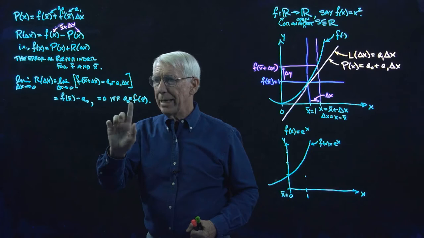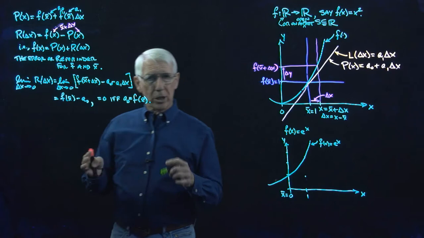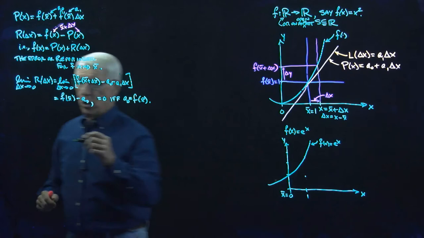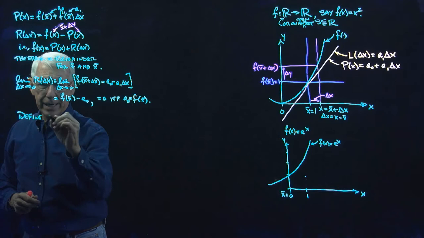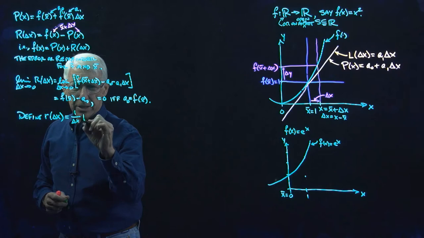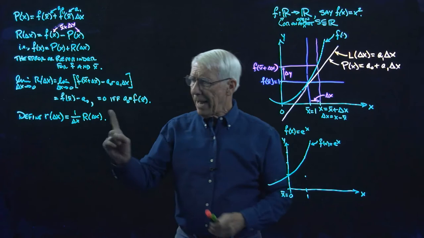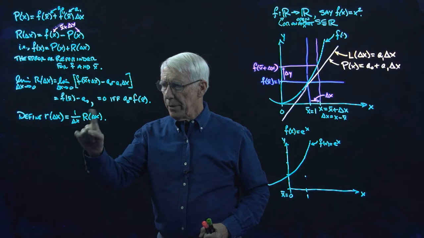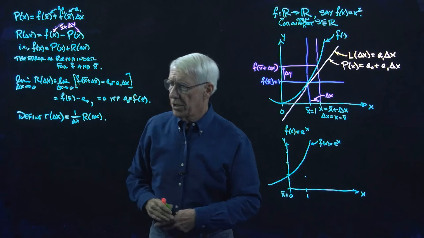So that isn't really a very good criterion for whether this is a good approximating function here. So let's define the relative error at delta x. I'm going to define that as 1 over delta x times r of delta x. Let's see what happens to that as delta x goes to 0. And I would like it to be the case that even this relative error goes to 0 as delta x goes to 0. So let's see what happens to the limit here.